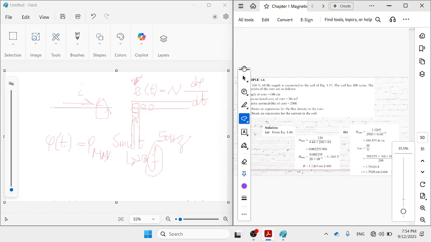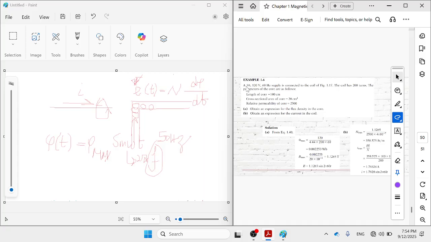Okay, last example here. We have a single phase 120 volt, 60 hertz supply, which is connected to the coil. I think I missed the figure. The coil has 200 turns. The parameters of the core are given: length of the core is 100 centimeters, cross-sectional area also given, and the mu is also given. Obtain and express the flux density in the core. Obtain and express the current in the coil.